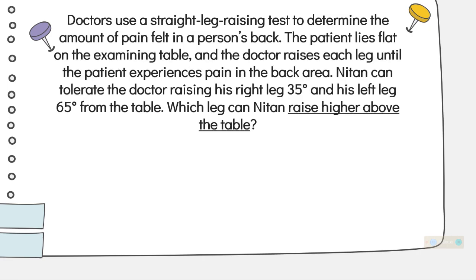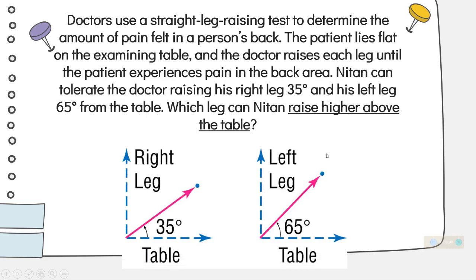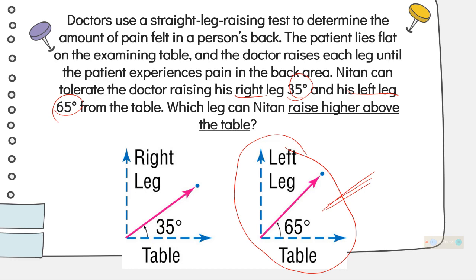Okay, next. Doctors use a straight leg raising test to determine the amount of pain felt in a person's back. The patient lies flat on the examining table, and the doctor raises each leg until the patient experiences pain in the back area. Nathan can tolerate the doctor raising his right leg 35 degrees and his left leg 65 degrees from the table. Which leg can Nathan raise higher above the table? Is it the left leg or the right leg? Which do you think? That's correct. Obviously, we have the left leg. His left leg is 65 degrees from the table, while his right leg is only 35 degrees. So that's why we have the left leg.